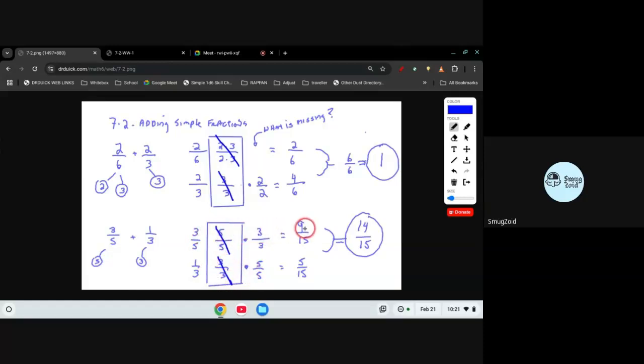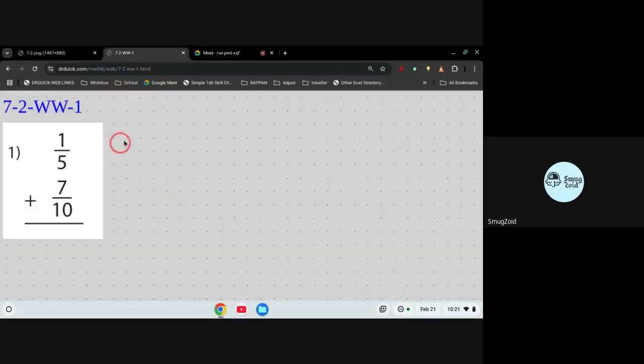3 times 3 is 9. And 5 times 3 is 15. 1 times 5 is 5. 3 times 5 is 15. And then I just add them together. 9 and 5 is 14 over 15, okay? I'm going to work through 3 problems using this. And obviously, this is the guide that's going to be online for doing this. So let's try this guy.